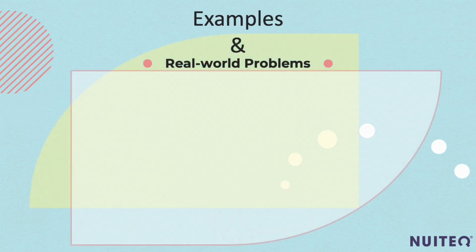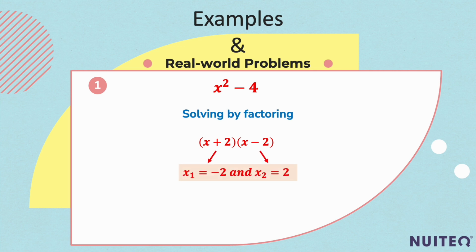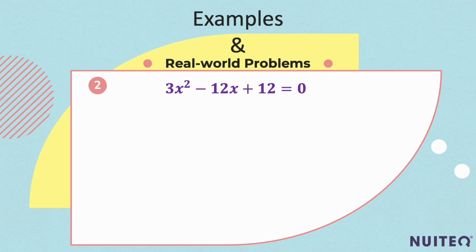Let's start with a simple example. Suppose we have the expression x squared minus 4. This expression can be factored into an equivalent form, (x plus 2) times (x minus 2). By rewriting the expression, we can easily find its roots, which are x equals 2 and x equals negative 2. Now, let's look at a quadratic equation.